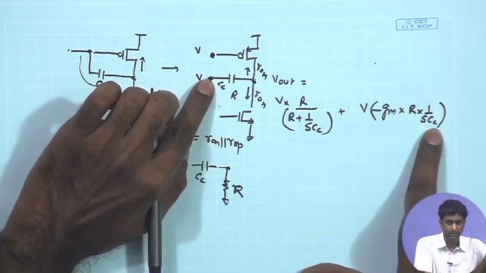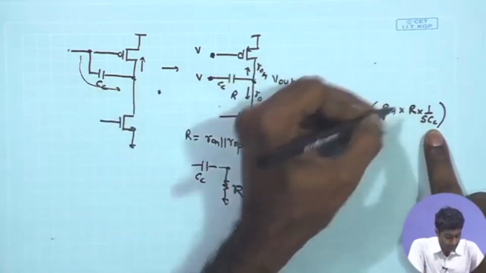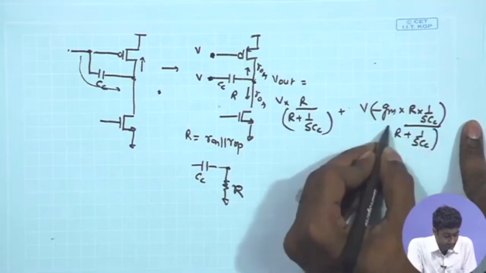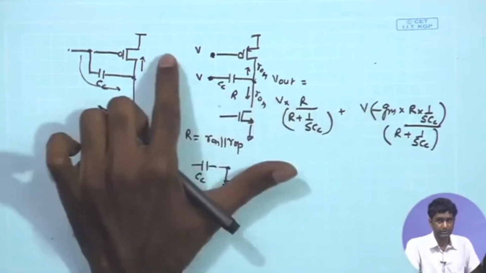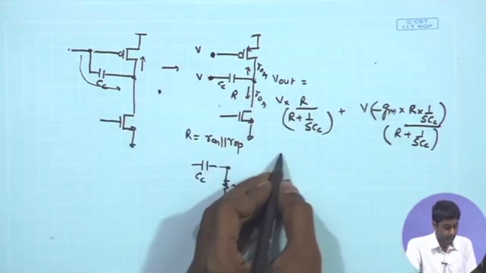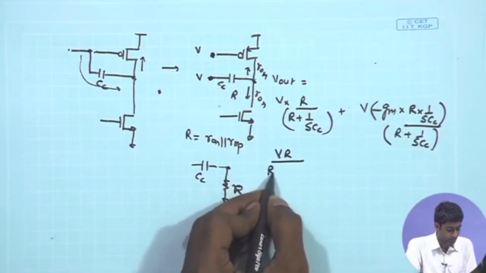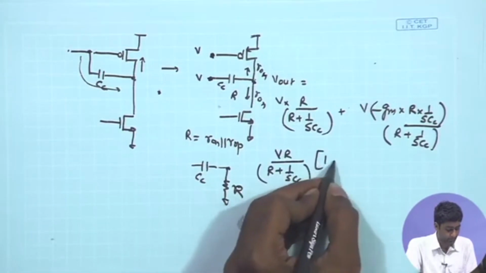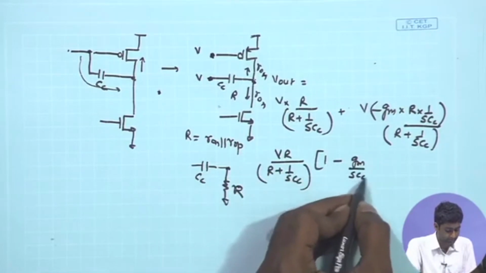As a result I can write down the overall impedance: minus GM times R parallel 1 upon SCC. Sorry, let me just complete this, R upon R plus 1 upon SCC. So, this is the overall expression that you get because of the combination of these two signals at the MOSFET gate and at the input terminal of this capacitor. And then I can take out R upon R plus 1 upon SCC, and I have 1 minus GM times 1 upon SCC coming.